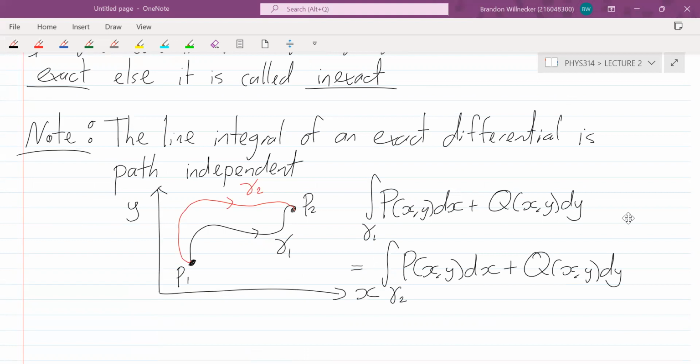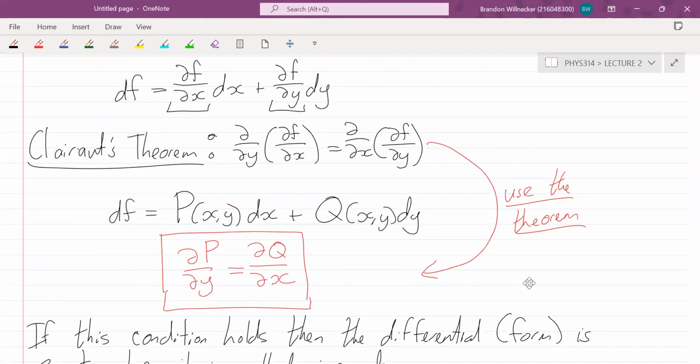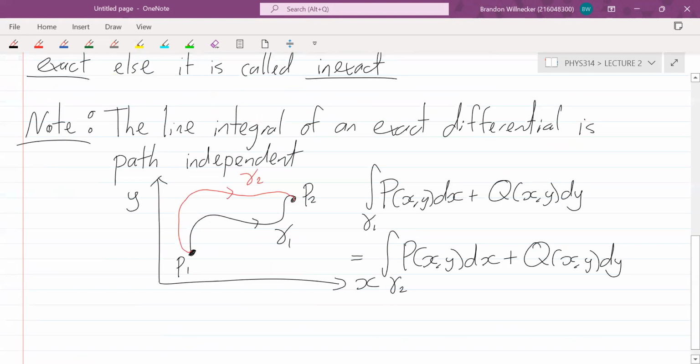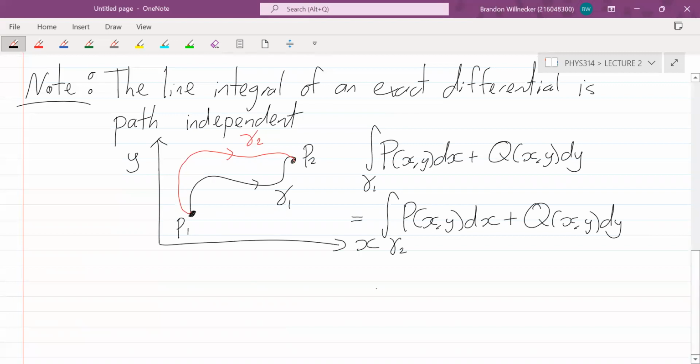Now, this P and the Q, if we look back here, if it's exact, that means we can find this function f that gives us this differential. Provided it's exact, we can find this function f. So here we're just integrating df. That's going to give us f evaluated at the endpoints, so f evaluated at P2 minus f evaluated at P1. So if you're integrating an exact differential, you only need to find this function f and then evaluate it at the endpoints.